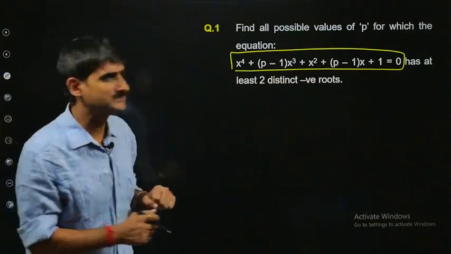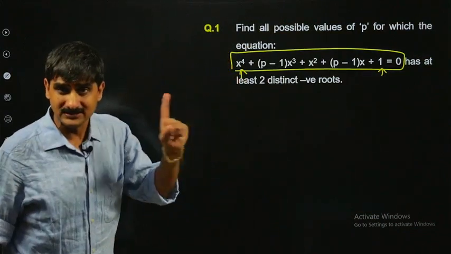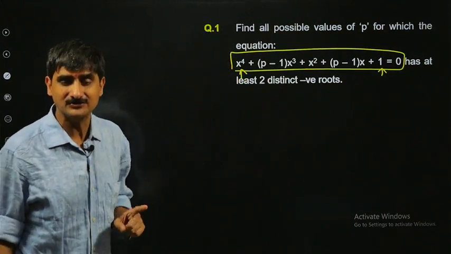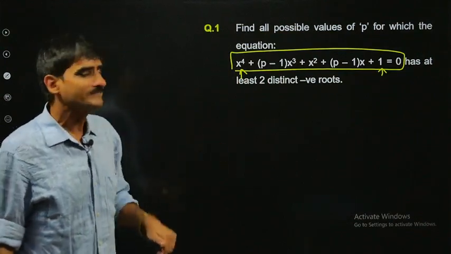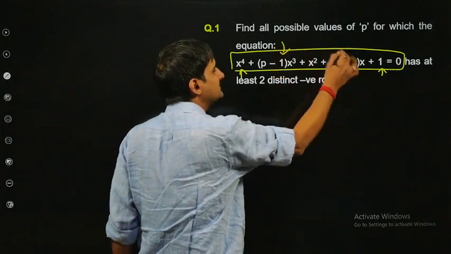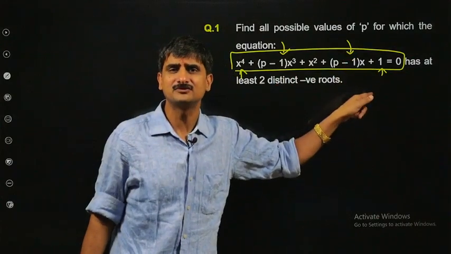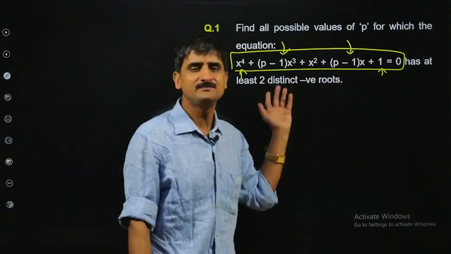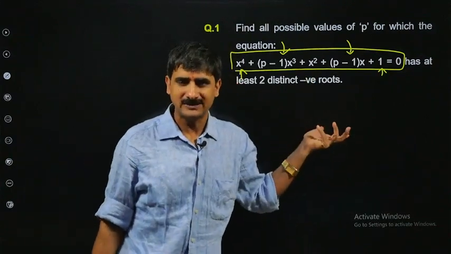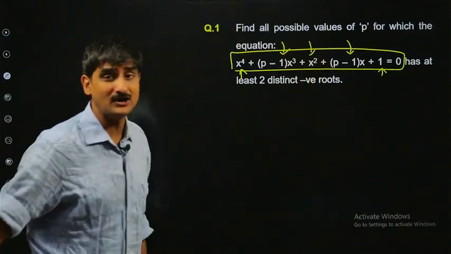The speciality is the highest degree term and the constant term have exactly the same coefficient. You remember this? We have already discussed such type of equation beforehand. And the second highest degree term coefficient and the second lowest degree term, the linear term coefficient, should be the same magnitude wise. Here they are the same in all terms, magnitude wise and sign wise, and then you have a middle term. So how do we start?